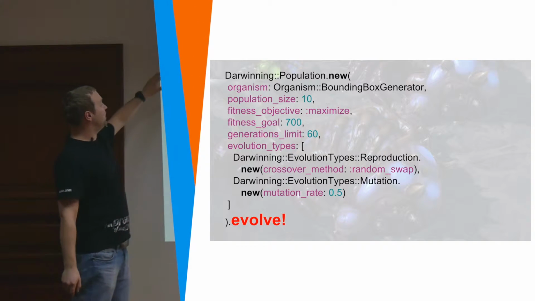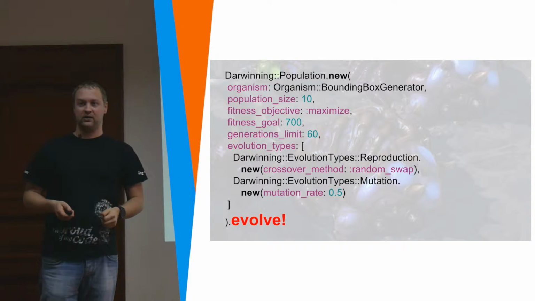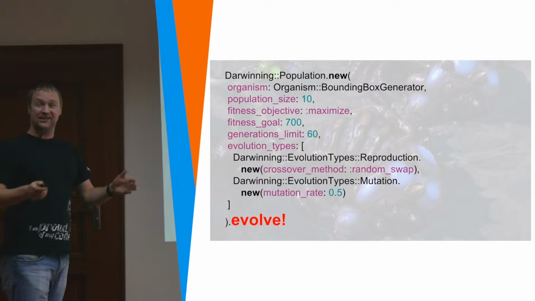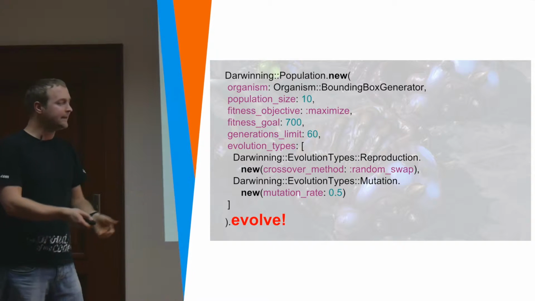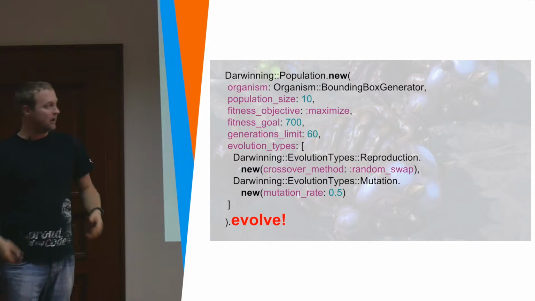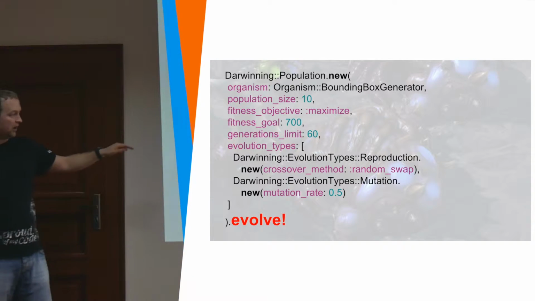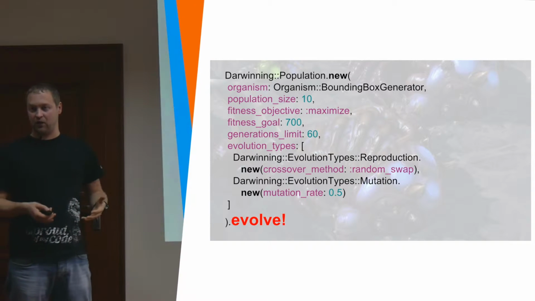And our goal was to maximize the fitness. The more properties we get, the better. So we should go that way. The fitness goal was 700. We know that there is less. So we have just set it to an unrealistic one. So we keep pushing it. And just limited the amount of iterations by this generations limit. And there is some evolution configuration here related to the reproduction and mutation aspects of it.